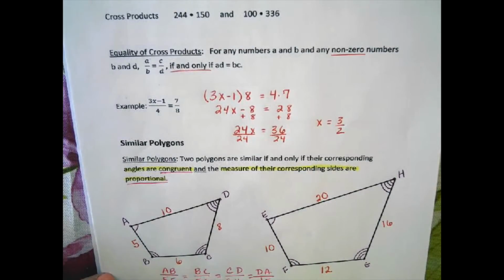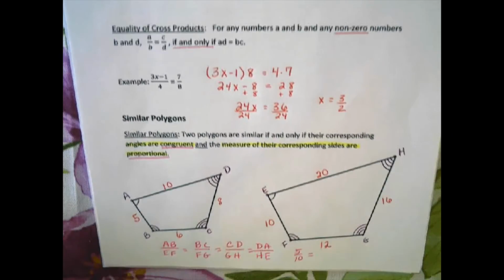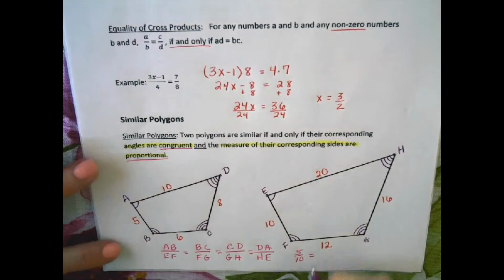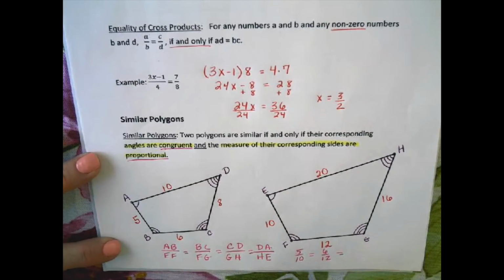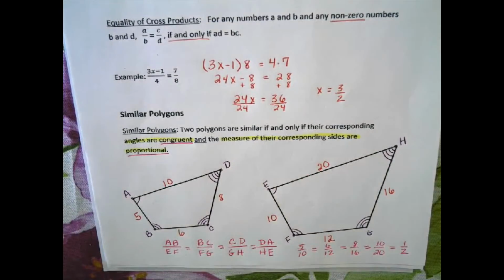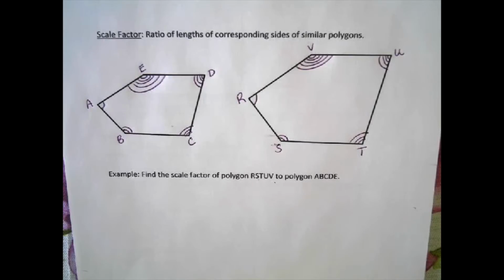So let's test it out. 5 divided by 10 is indeed equal to 6 divided by 12, which equals 8 divided by 16, which is equal to 10 divided by 20. When simplified, all of these fractions come out to be 1/2. So we would say that these two polygons are similar and they have a scale factor of 1/2. Scale factor is simply the ratio of lengths of corresponding sides of similar polygons.